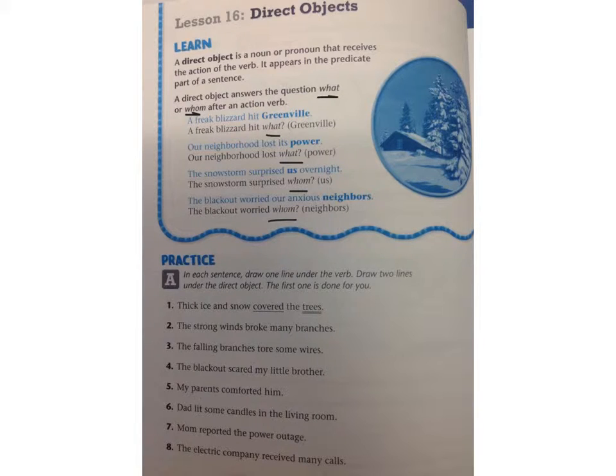All right? The first one says a freak blizzard hit Greenville. A freak blizzard hit what? And of course the answer is Greenville. Our neighborhood lost its power. Our neighborhood lost what? Power. The snowstorm surprised us overnight. The snowstorm surprised whom? Us. The blackout worried our anxious neighbors. The blackout worried whom? The neighbors.